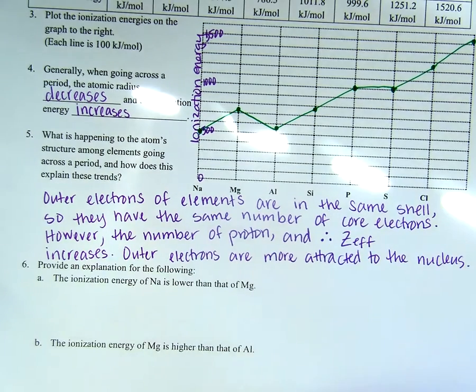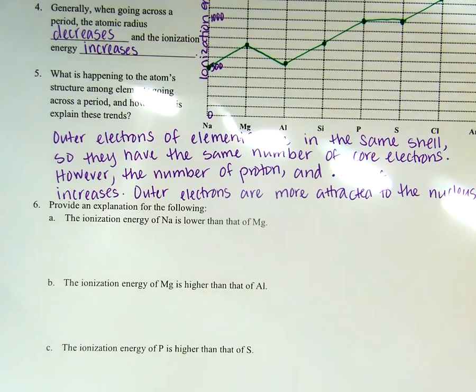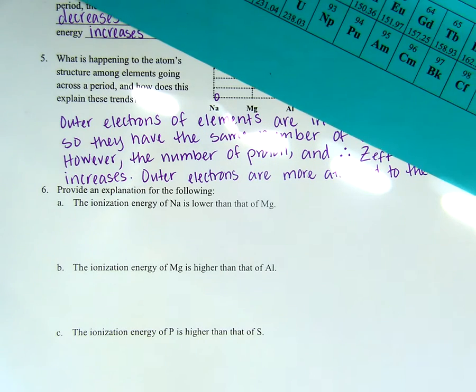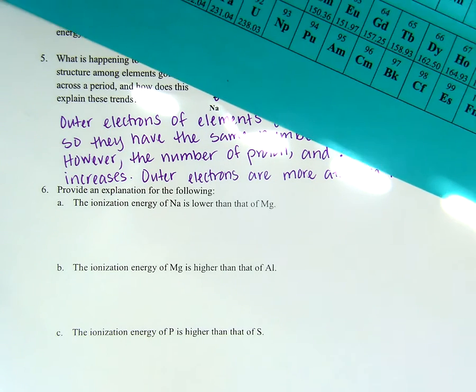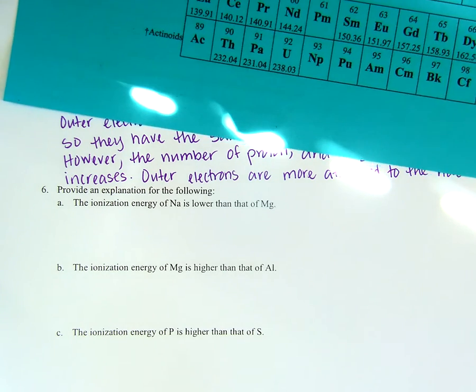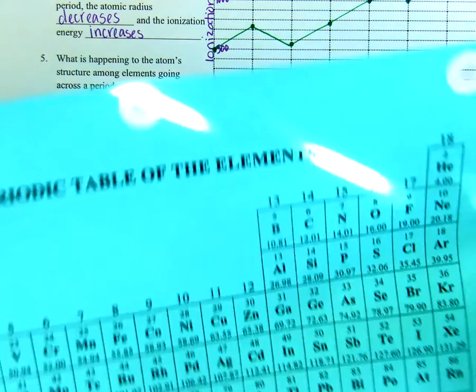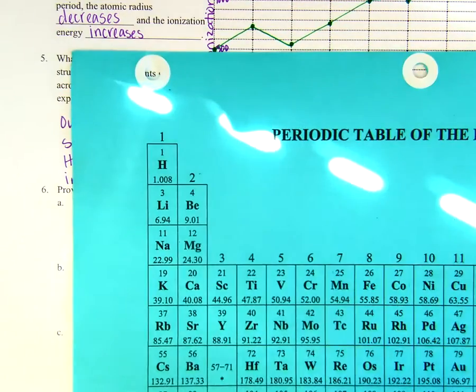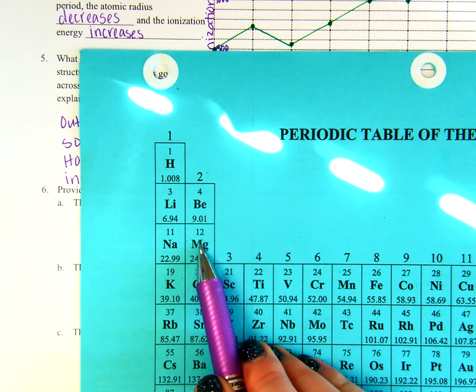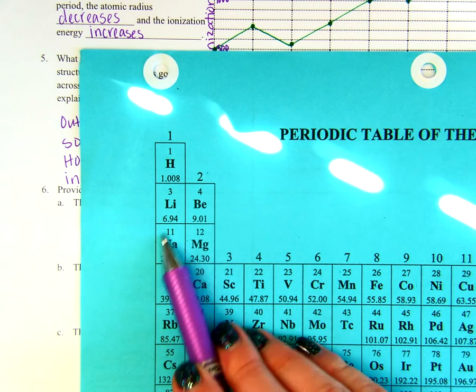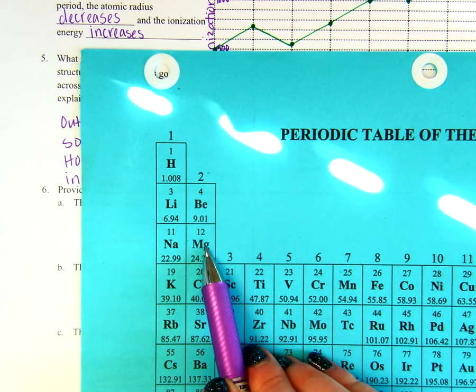Okay, let's go ahead and apply this knowledge now. So these questions for number 6 are something like you might see on a test. So provide an explanation for the following. The ionization energy of sodium is lower than that of magnesium. So let's go ahead and find these on the periodic table first. So here's sodium, here's magnesium. So we're going to look at trends across the period here. So why is the ionization energy of sodium lower than that of magnesium? Please pause, write down an answer, come back and check your work.